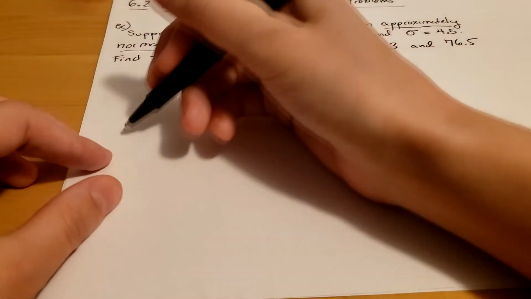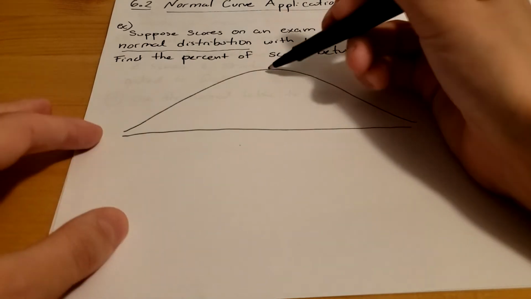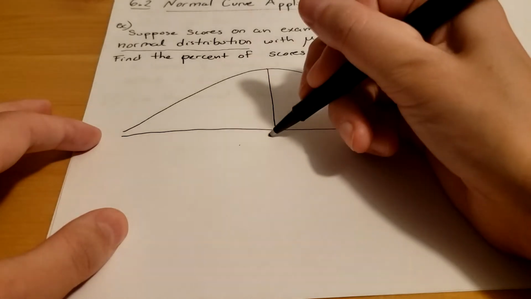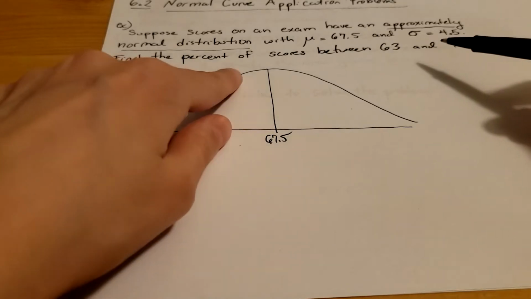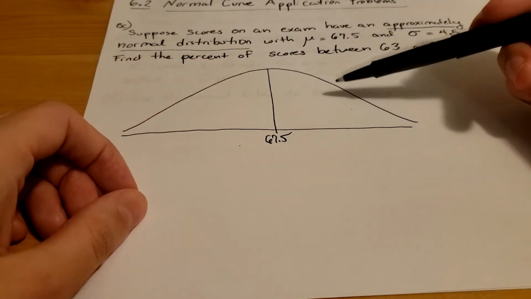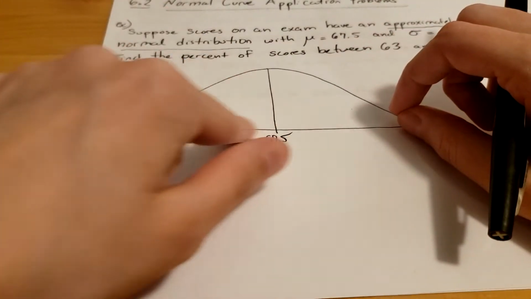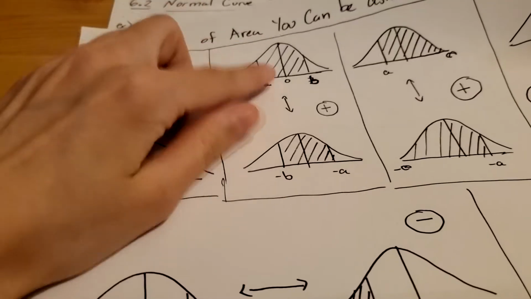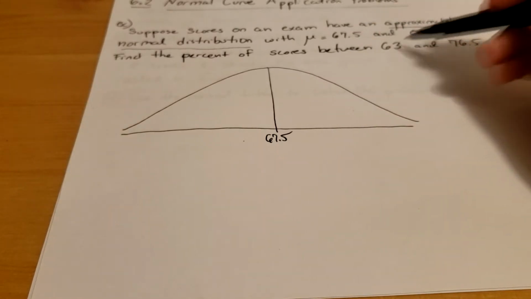First, we'll try and draw what's going on here. Now, we know that the mean goes in the middle. So even though our mean isn't 0, we know that it's directly in the middle of this curve. So that's where 67.5 is going to go. And we know 63 is below the mean, so that'll be somewhere here. 76.5 is somewhere above the mean, so that'll be somewhere there. So we know that we're going to be looking for a piece of area like this that's touching the mean, something similar to one of these.